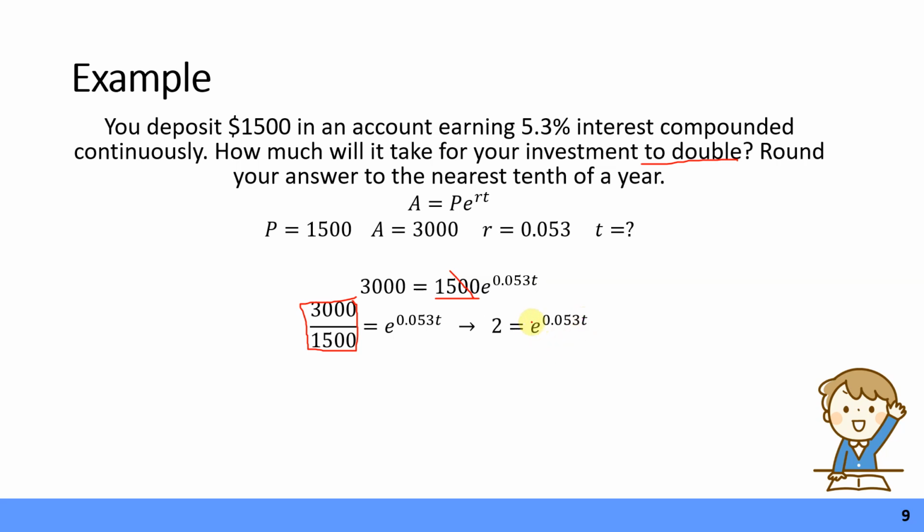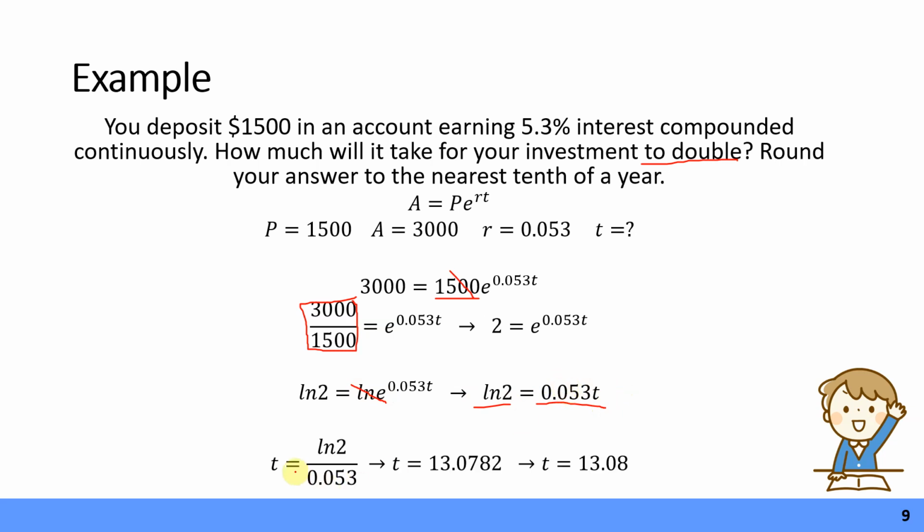Now, what cancels with e? Yes, you're right, ln. So we're just going to apply an ln to both sides. So we're going to have ln of e to the power, but of course I also have to do it to the left side, so I'm left with an ln of 2. And just like you said, those cancel out. So I'm just left with ln of 2 equals 0.053t. Now, how do I leave the t by itself? I just divide both sides by that number. So I'm going to have t equals ln of 2 divided by 0.053.